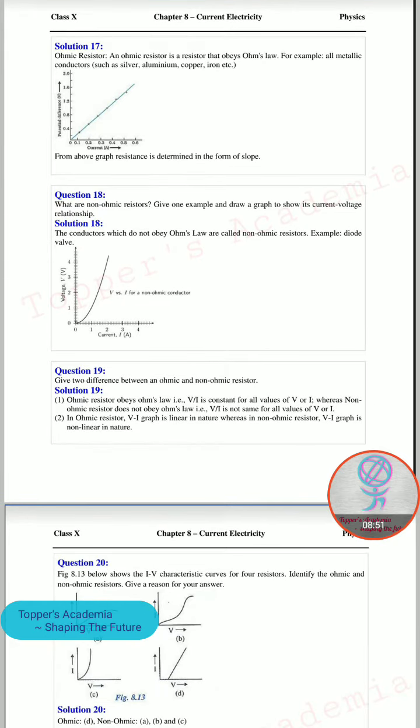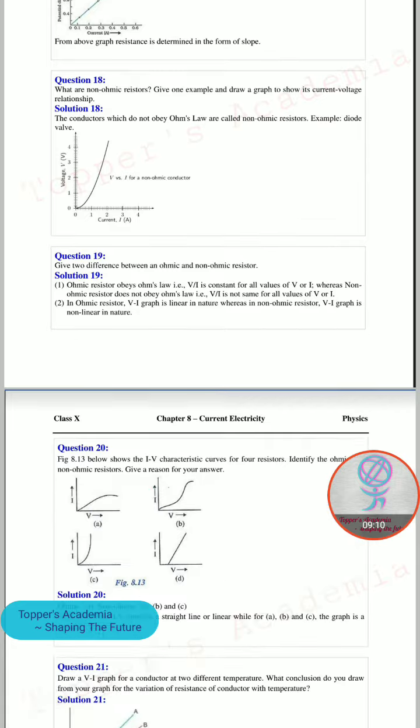Question number 18. What are non-ohmic resistors? Spelling is wrong, that is resistors. Give one example and draw a graph to show its current-voltage relationship. So it will be a curved graph, and it will be shown as below, and the example is a diode valve.